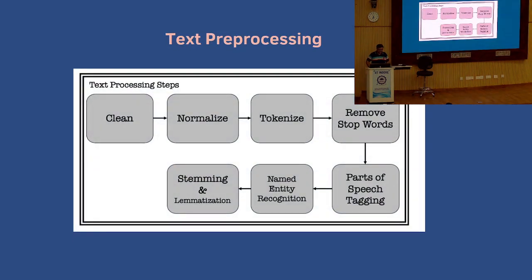In text preprocessing, basically we remove some unnecessary things from our raw text data. Like in the clean step, we remove punctuation marks or special characters which do not add any meaning. And in normalize, we convert all our text into either lowercase or uppercase so that we can maintain consistency. So basically, we are trying to make our text into a structured format so that we can further analyze it. In the upcoming slides, we are seeing some major steps from this part.